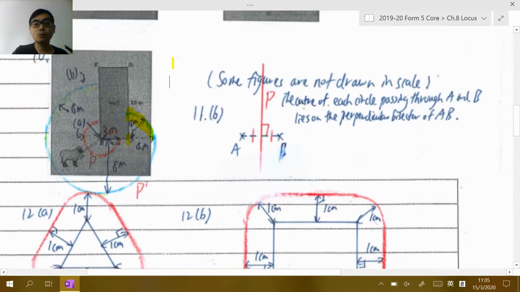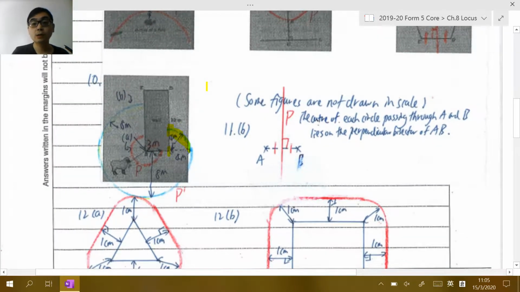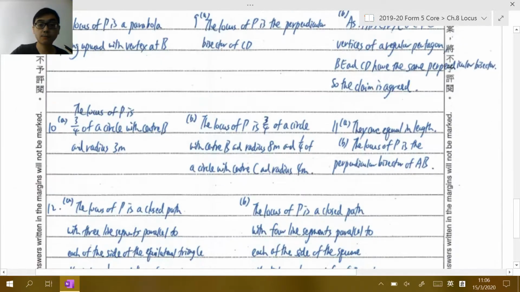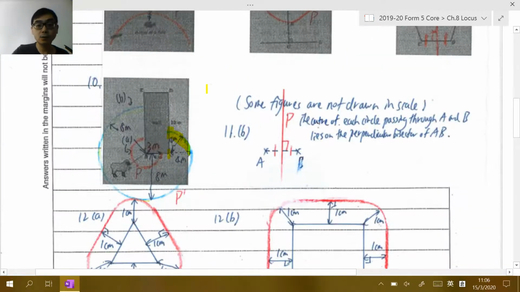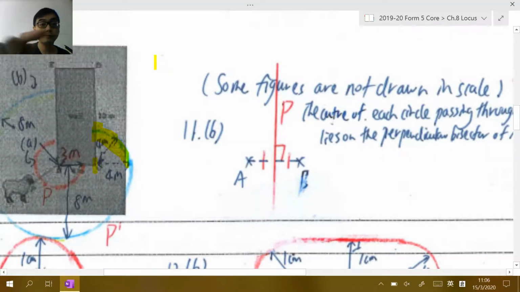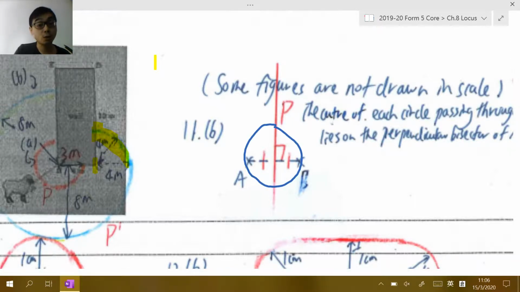Okay, and then for question 11b. So for 11b, now if I want to find the center of the circle, you should understand that no matter how you draw the circle, what does it mean? So for question 11, if I draw the circle passing through AB, you should expect that because AB is a fixed chord for any circle passing through AB, the center should be here.